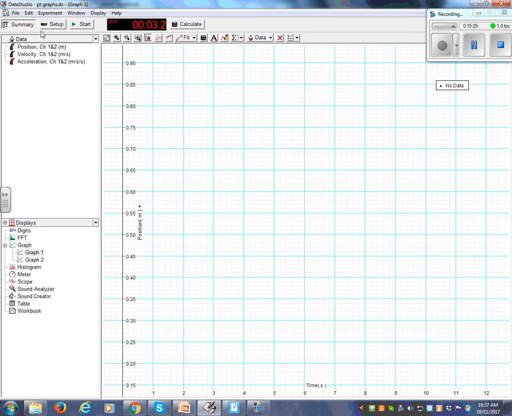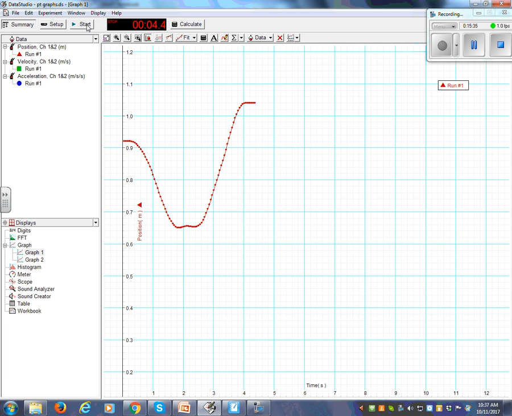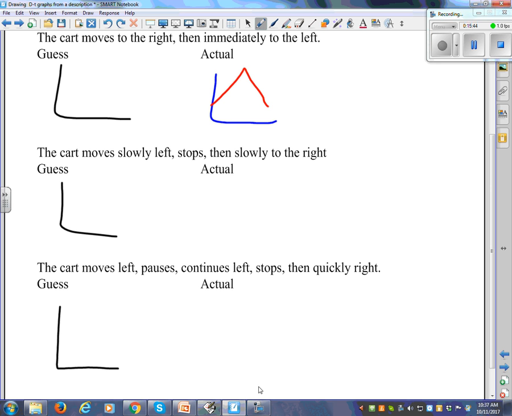Okay, when you hear the clicks, go. Slow. Stop. There we go. Is that good? Is that kind of what you drew? Pretty close? You do have to remember, to go left, you're going to have to be to the right. So it's like this, and then it slows down, it stops, and then it goes slowly to the right.